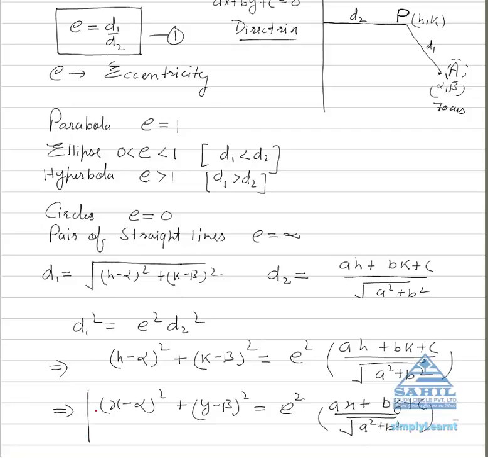So this will be the equation of the conic section, and according to the value of e, it will represent either a parabola or an ellipse or a hyperbola. I think right now it's very easy for you to understand the concepts. Okay, dears?